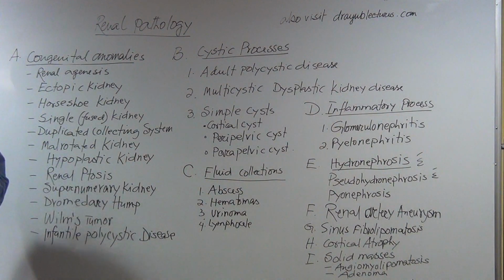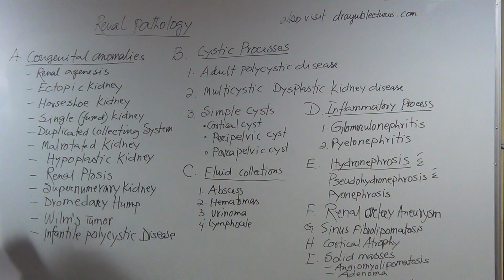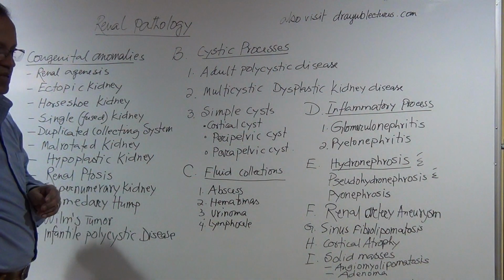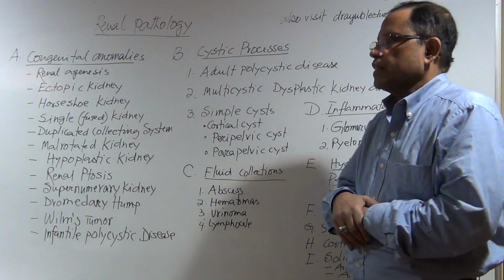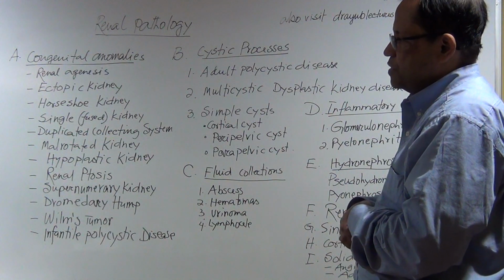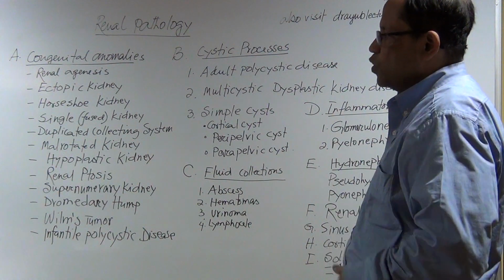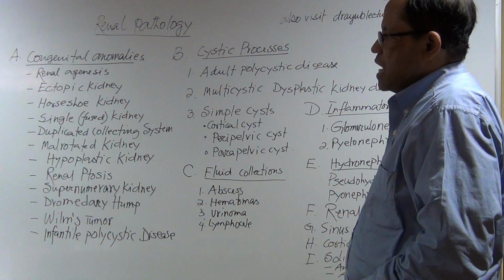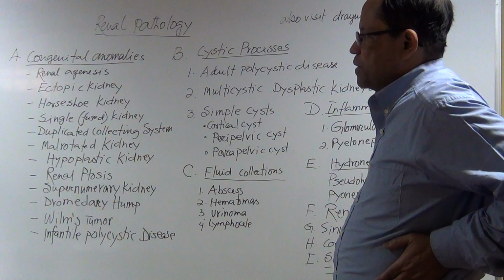Developmentally, the locations of the developing kidney are in the cervical region, then in the pelvic region, and then in the lumbar region. So there are three locations of the developing kidney. One is the cervical region, meaning in the neck area. Then the kidney goes into the pelvic area, and from the pelvic area finally it ascends into the lumbar area.